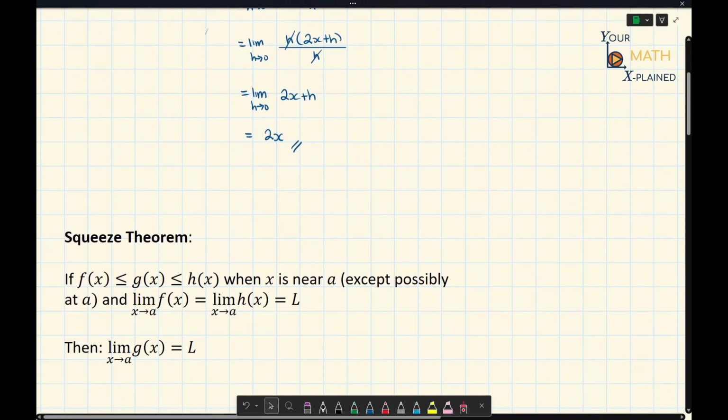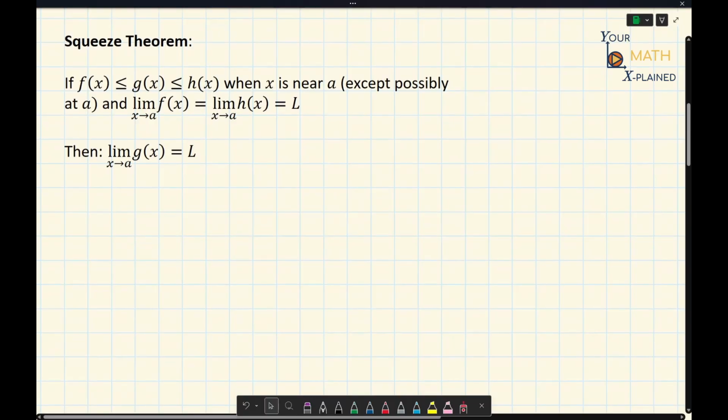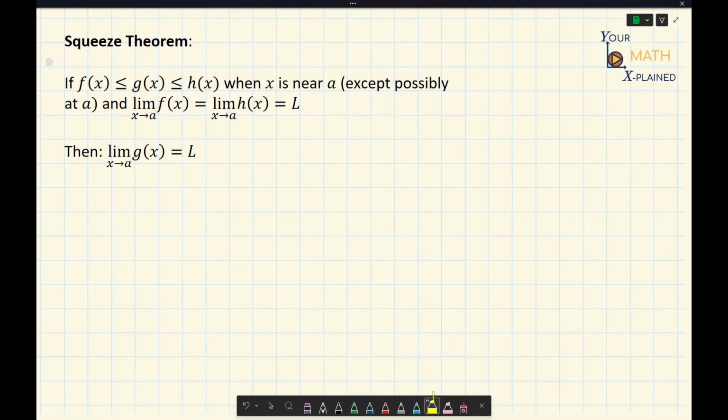And now we're going to move on to the main topic of this video, which is the squeeze theorem. The squeeze theorem says that if our function g of x is in between two functions, which we will call f of x and h of x, when x is near a, except possibly at a, and the limit of f of x as x approaches a is equal to the limit of h of x as x approaches a, and they're both equal to L, then we're going to have the limit of our function g of x as x approaches a is also equal to L.